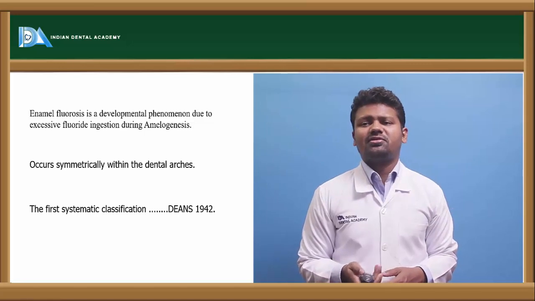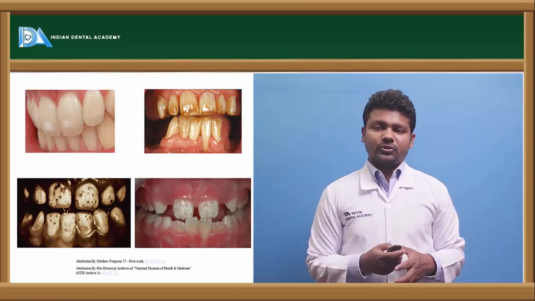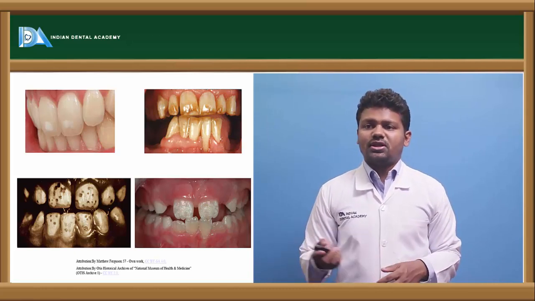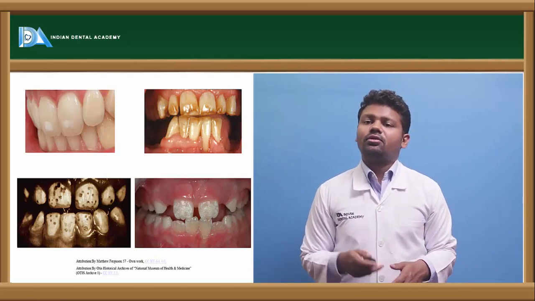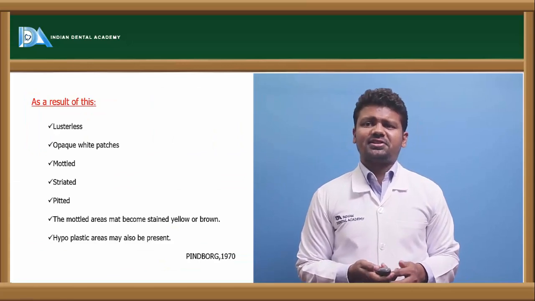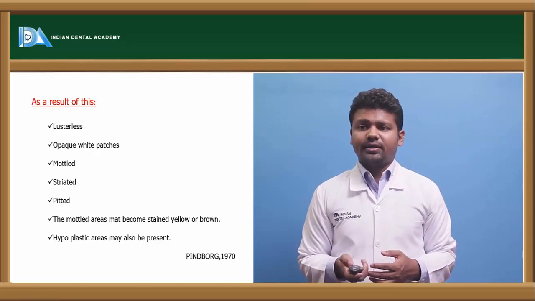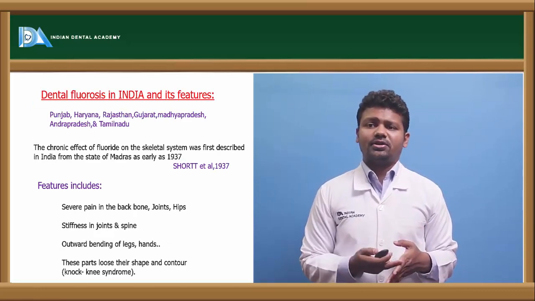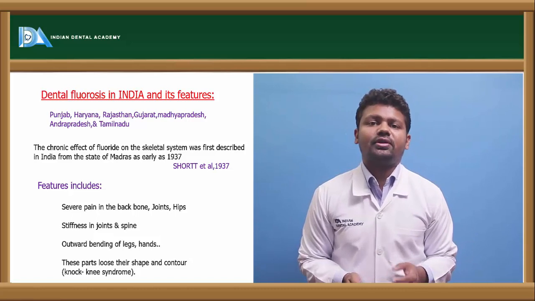Dean has given the classification, the Dean's fluorosis index, in 1942. You can see in the first diagram that a white patch is present. This is stage 1 or stage 2 of fluorosis. In the second diagram, there is severe staining, near pitting and severe staining. This usually occurs during the amelogenesis of teeth. As a result, there are lusterless, opaque white patches, mottled enamel, and serrated, hypoplastic areas that can be easily marked on the tooth. Dental fluorosis in India: a few states like Andhra Pradesh, Gujarat, Haryana, Madhya Pradesh, and Rajasthan are mostly affected with fluorosis because there is a high concentration of fluoride in their drinking water.